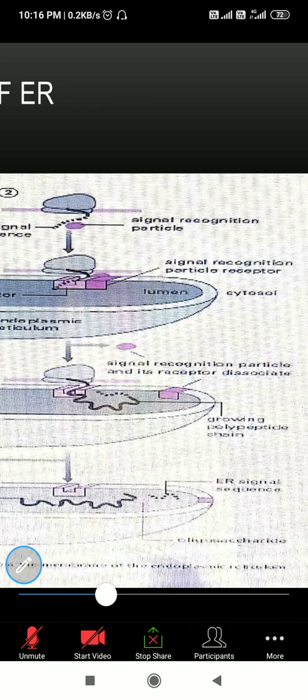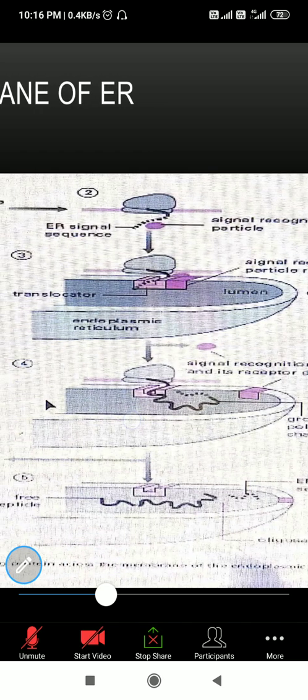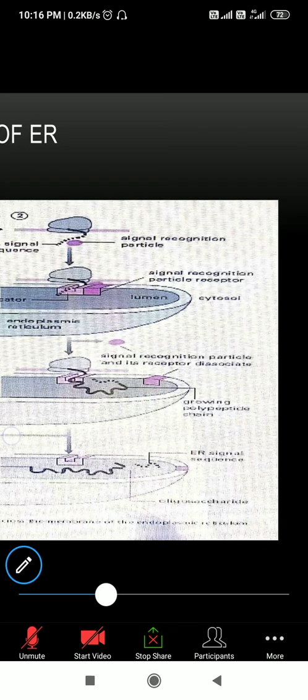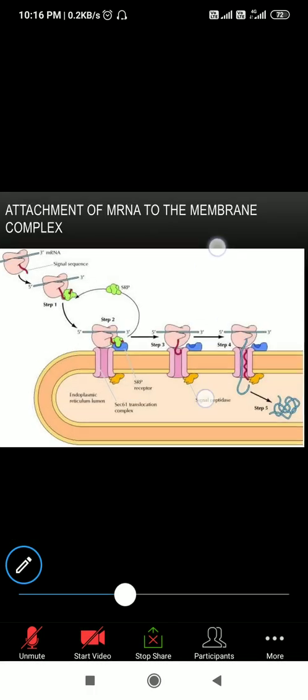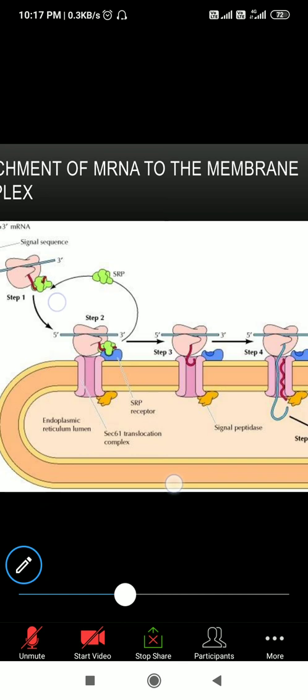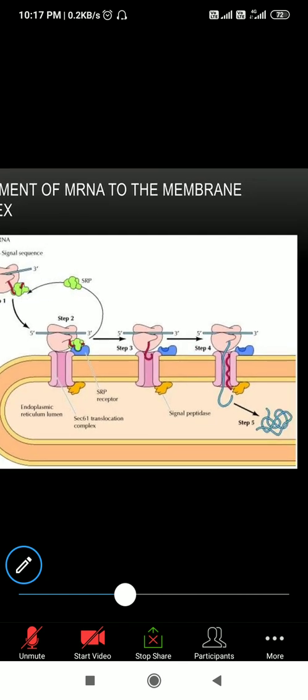The ribosome then binds to the protein translocation complex. As you can see here, translocators are there. So the ribosomes bind to the protein translocators and insert the signal sequence into the membrane channel. This is the same diagram which I showed earlier, but with a different look.